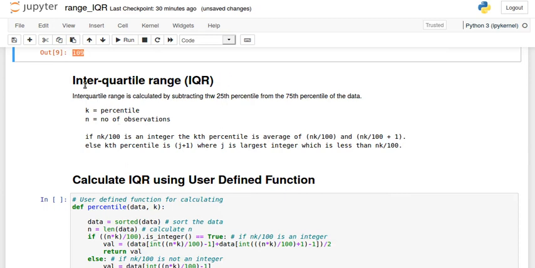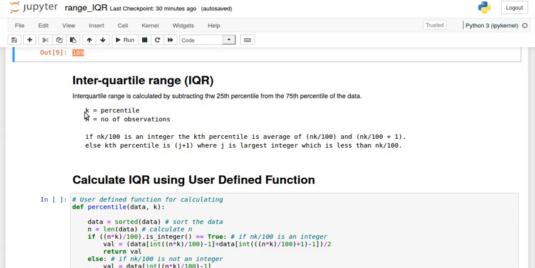Our second measure of variability is interquartile range. Interquartile range is commonly used with the median. Median is used as a measure of central tendency, and then it is used with interquartile range to explain the data. Interquartile range is calculated by subtracting the 25th percentile from the 75th percentile of the data. So it expresses the variability of the 50% of the data.